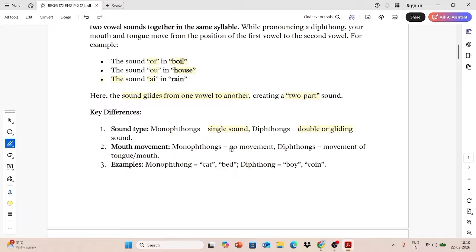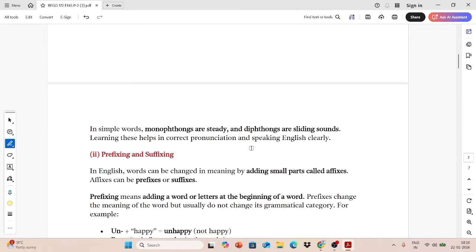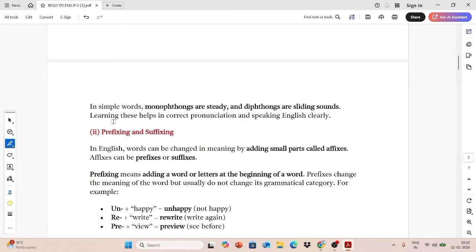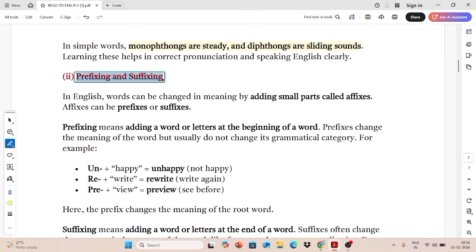Monophthongs are single sounds, diphthongs are double or gliding sounds, as we have already seen in the examples. In monophthongs there is no mouth movement. In diphthongs, movement of the tongue and mouth is present. Examples for a monophthong are cat and pet. For a diphthong, it is boy, with O and Y, and coin. Okay. In simple words, monophthongs are steady and diphthongs are sliding sounds. So learning these helps in correct pronunciation and speaking of English as well. Speaking and correct pronunciation is very important not only for English but also for any language we learn and speak.